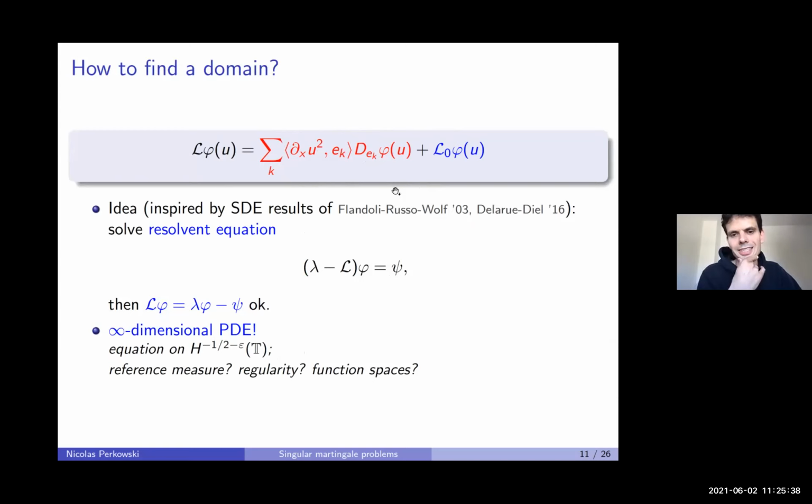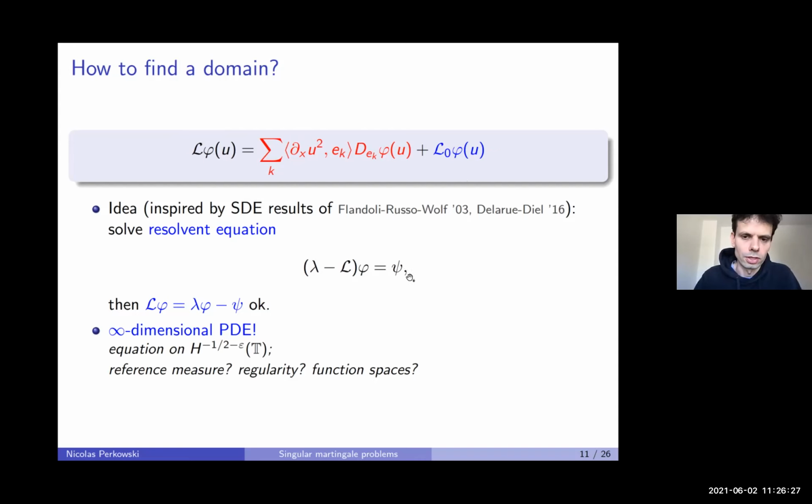So the idea to get a phi for which L of phi is well defined is to construct very special phis for which we can make sure that this thing here is a nice function and not something so degenerate as this thing here on the right hand side. And one way of doing this, which is coming from these works, Flandoli-Russo-Wolf, Delarue-Diel, and others in this setting, which are considering finite dimensional SDEs with distributional drift. And it turns out that this here is something like an infinite dimensional SDE with a distributional drift, if you think about it in the right way, is to solve the resolvent equation.